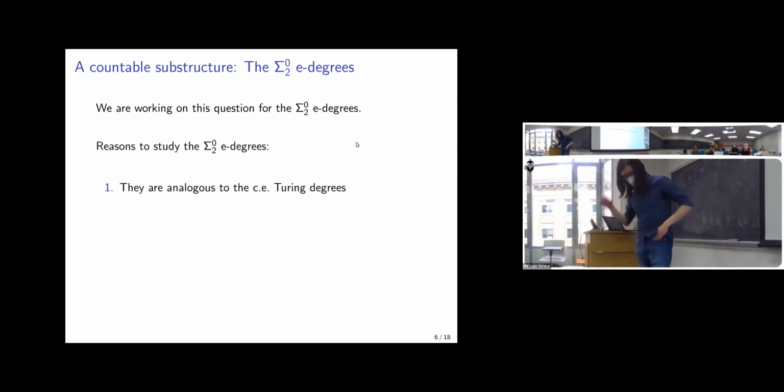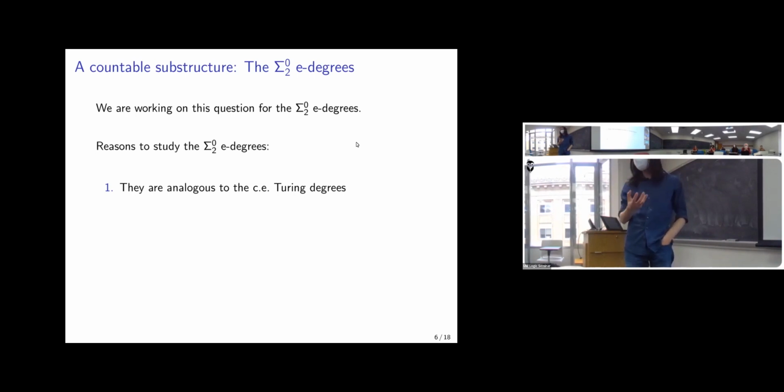Now the title was about the Sigma02 degrees. So we are working on the question from the previous slide for the Sigma02 degrees. These are the E degrees of Sigma02 sets. Equivalently, these are the E degrees below the jump.